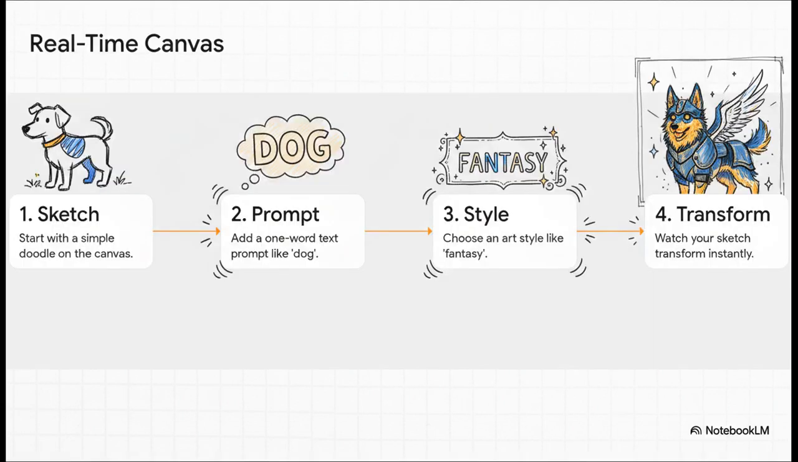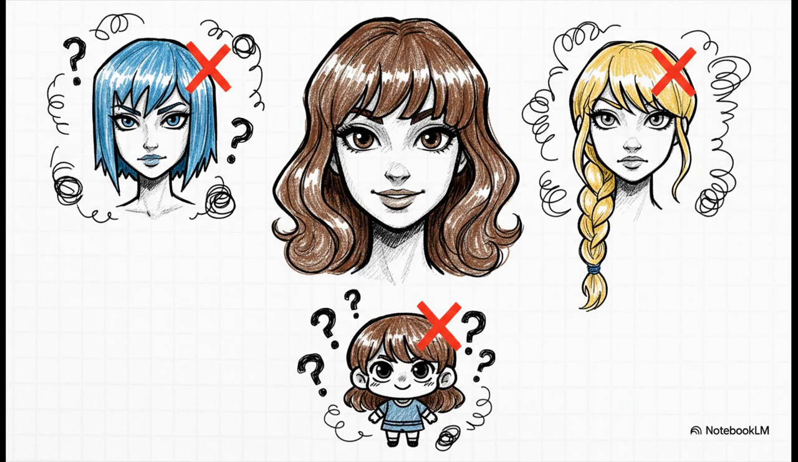You start with a basic little sketch, then add a simple prompt like, say, dog, pick a style like fantasy art, and the AI just transforms your drawing right there on the fly. You can add more details, change the colors, and literally watch the final image evolve right before your eyes. It feels so intuitive.